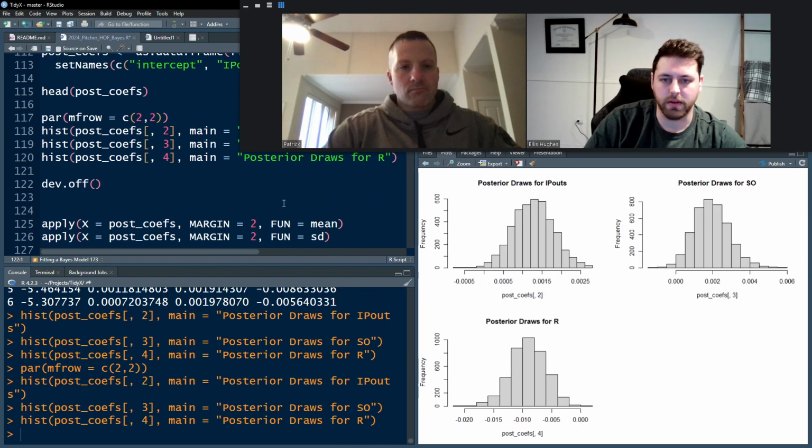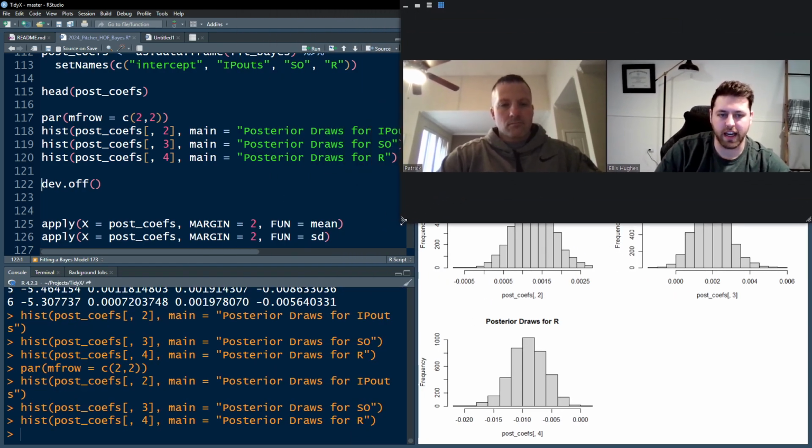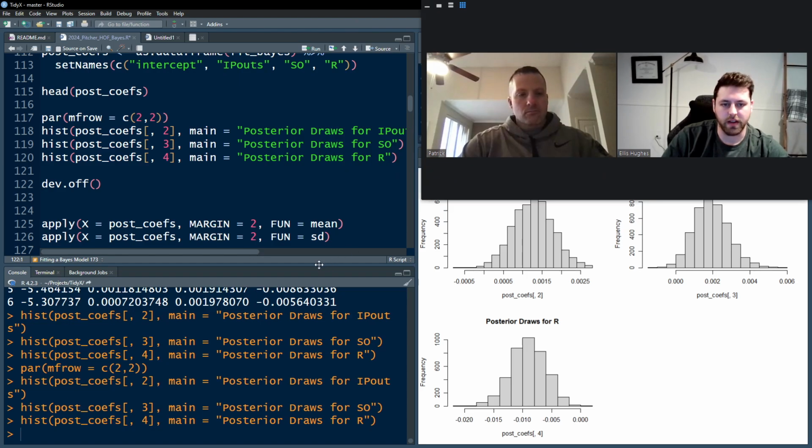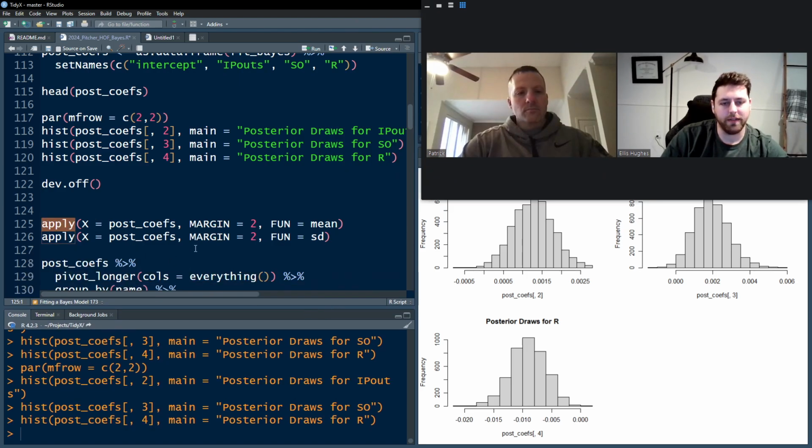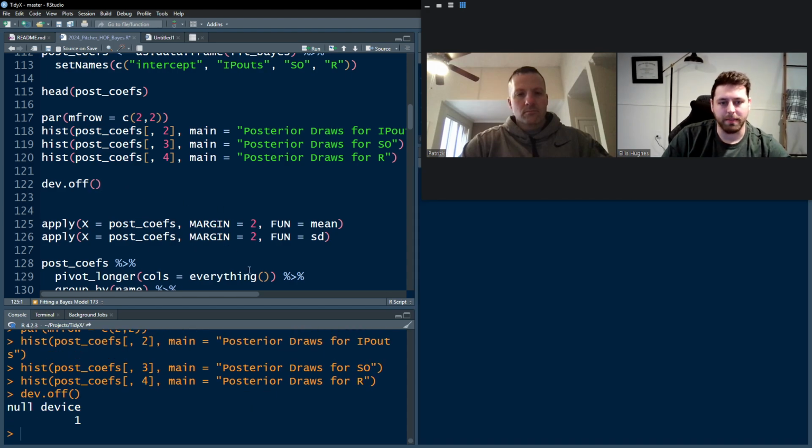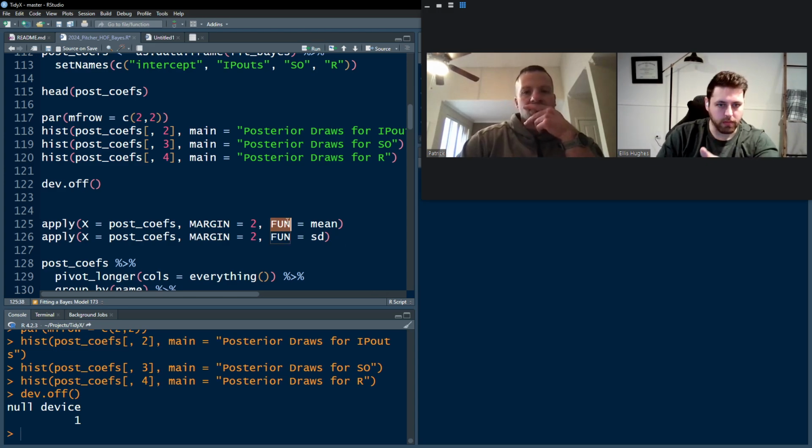And then the next thing we might want to do is investigate some of the values in the coefficients. So we use the apply function and set the input data set to be post coefs. We'll set the margin to be 2. What that says to apply is do this by column. So apply the function column by column, as opposed to if you set margin to 1, it does it row by row. So there are different ways you can apply. But here we're just saying, hey, calculate the mean across each column. And the same idea with SD here is apply it to the standard deviation.